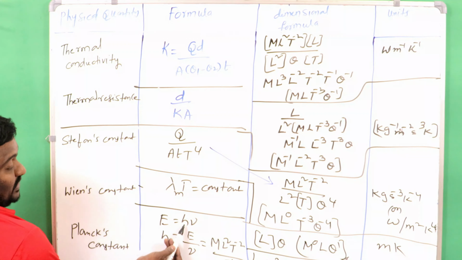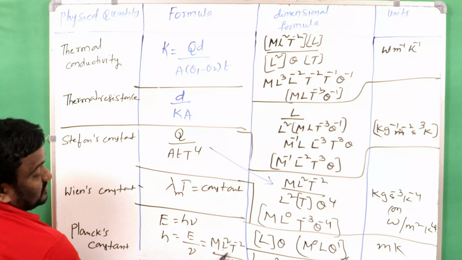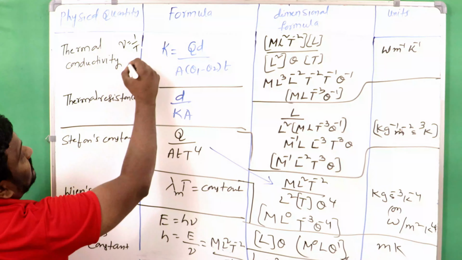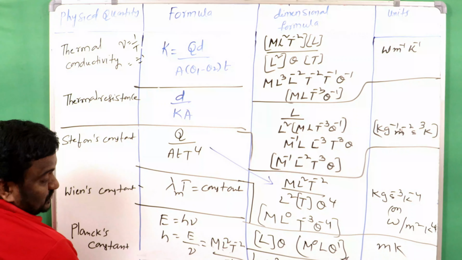Clear, children? h is Planck's constant, E is what? Energy. Energy formula is what? ML²T⁻². Frequency, ν, is equal to 1 by T, that is T⁻¹.